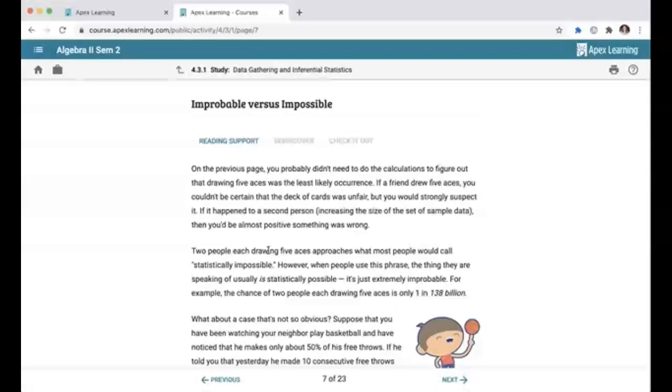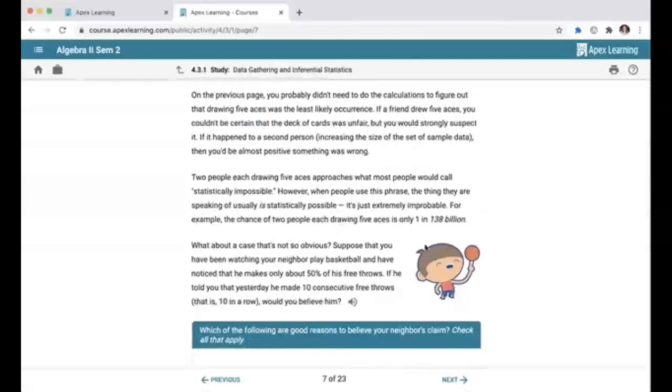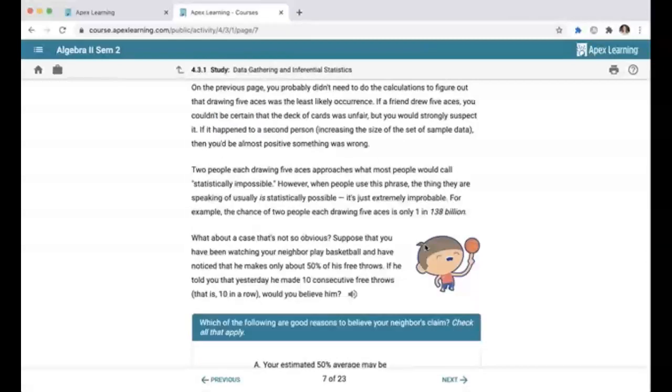On the previous page, of course, we probably didn't need to do calculations, but we can always do them for later things. But this is saying here, if your friend drew 5 aces, like if you were playing War or something, a card game, you would look strongly and be like, how did you do that? And then obviously you would want to see if it happens with a second person, looking at a different number of samples, so looking at 2 people versus just 1 person.